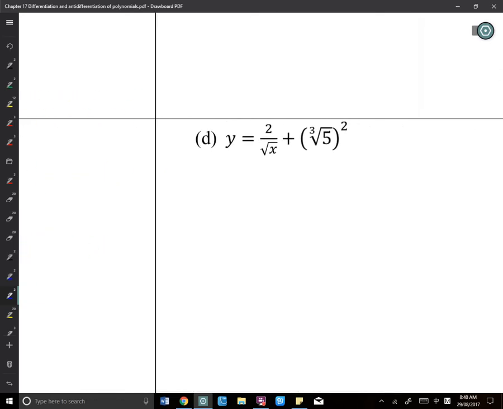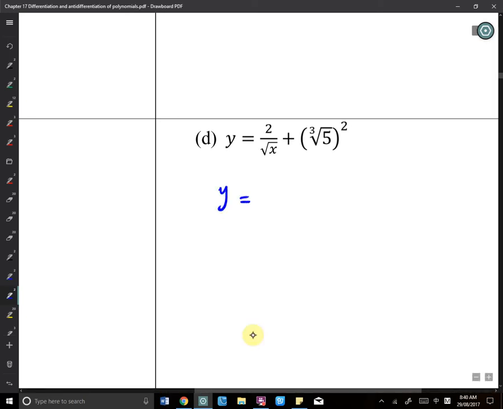Next one, we need to adjust the power. So y equals 2 times x to the power of negative a half. And I don't really care what this constant is. Well, if you want to change it to a power form, you can do that. It's 5 to the power of 2/3. So x times 2 times x to the power of negative a half plus 5 to the power of 2/3.